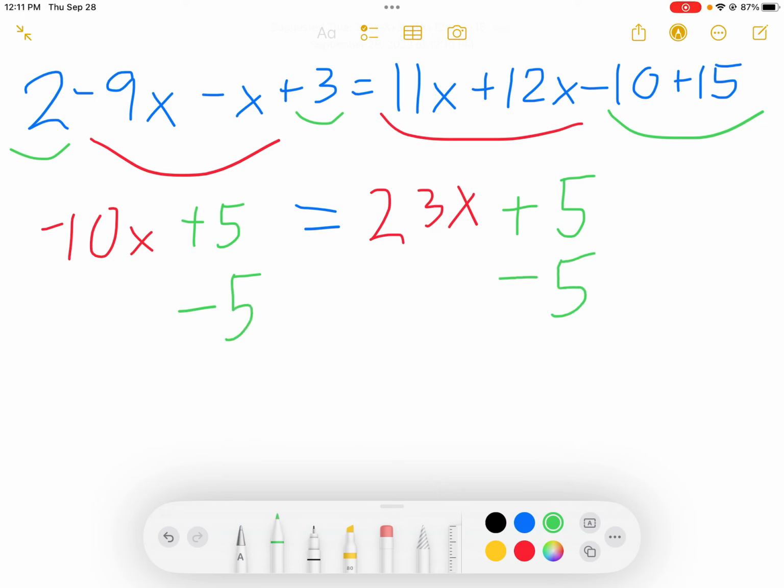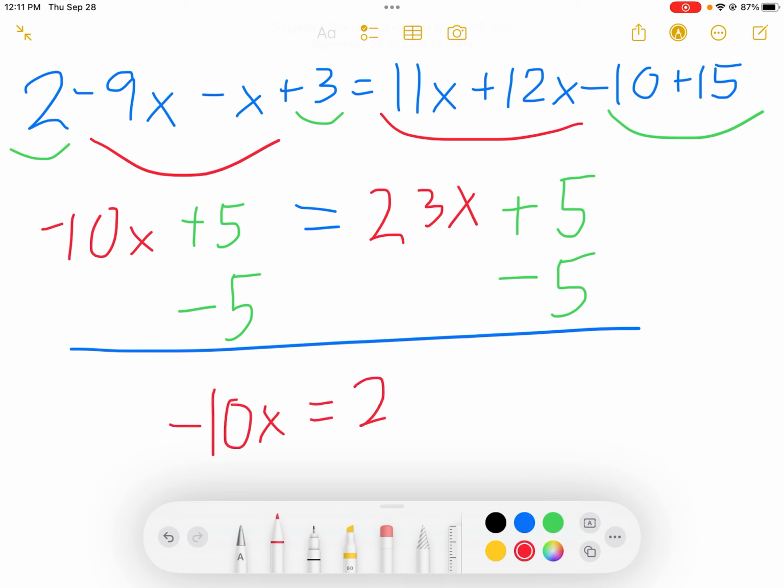Which one am I subtracting? I'm choosing to get rid of my constants on the left-hand side. So I'm getting rid of this plus 5, not necessarily this plus 5. Once I actually do that, however, you may notice that since I have the same thing on both sides, I'm just left with negative 10x equals 23x.